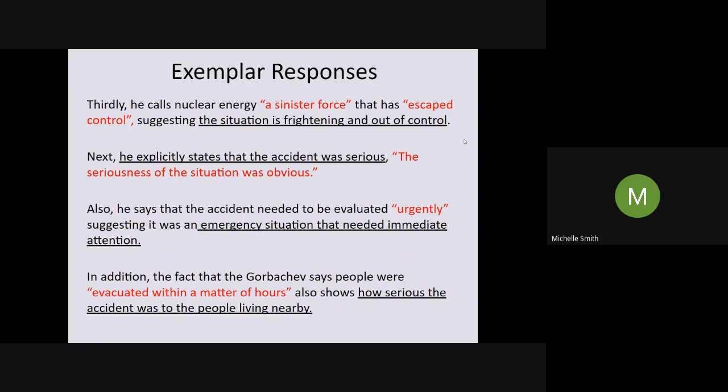In addition, the fact that Gorbachev says people were evacuated within a matter of hours also shows how serious the accident was to the people living nearby. So this is a similar point to this one here. This one's saying that it was an emergency situation and needed to be sorted out urgently. This one says that people nearby had to be evacuated within a matter of hours. So again, we've got that idea of urgency is needed, and people had to be evacuated from their homes. It was that serious.